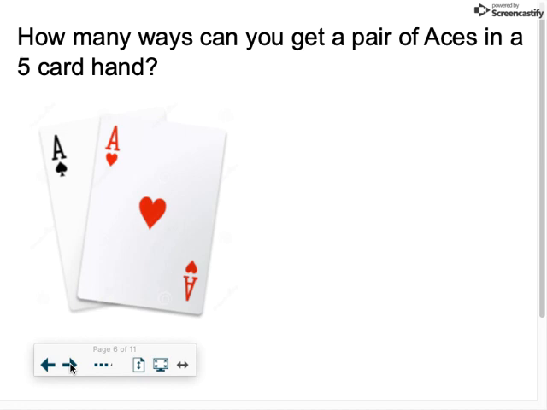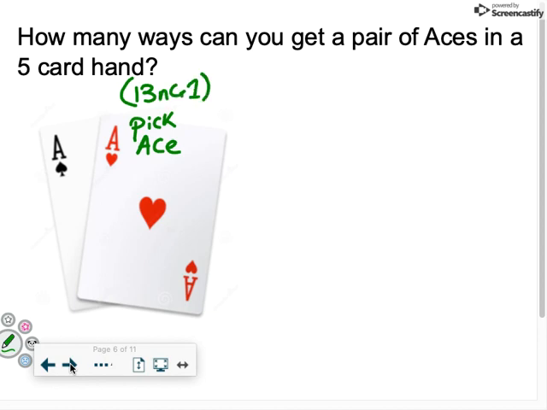So right here, this is a challenge problem. So it's going even more in depth here. It says how many ways can you get a pair of aces in a 5-card hand? The way you set this up, it has a couple pieces to it. First, you have to talk about, okay, I'm going to pick an ace. That's our first step. Well, how do I choose that? Well, there's 13 different types of cards, and I'm choosing one of them.